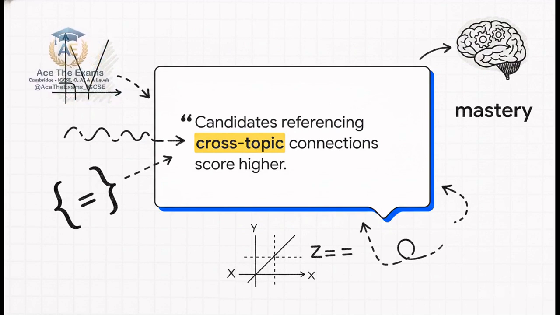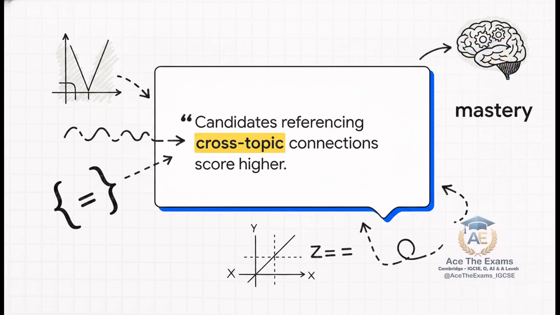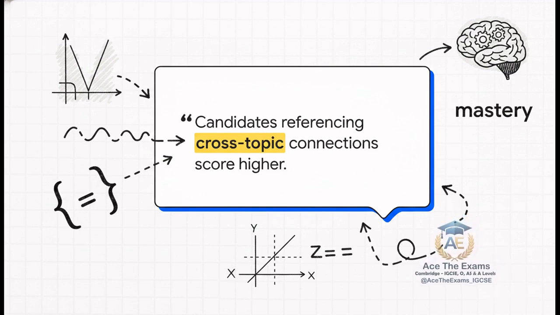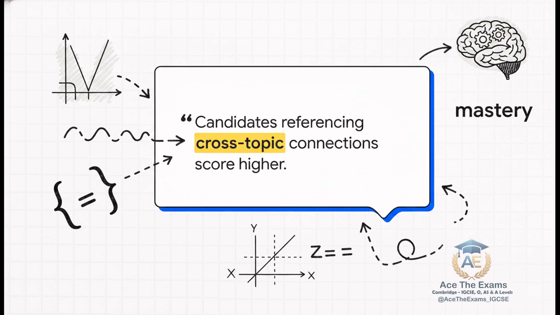And if you want the ultimate secret to unlocking that A star, it's right here in this quote from the Principal Examiner report. Candidates referencing cross-topic connections achieve significantly higher marks. This is vital, guys. Modulus equations do not exist in a vacuum. You might need to integrate them with simultaneous equations, with coordinate geometry to find the intersection of lines, or with inequalities. The students who really thrive are the ones who realize that the entire additional mathematics syllabus is basically an interconnected web. When you can seamlessly pull in a concept from coordinate geometry to justify your solution to a modulus equation, the examiner knows you have truly mastered the subject.